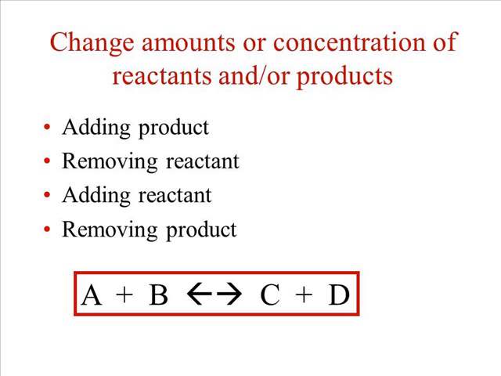The simplest way to look at Le Chatelier's principle is to look at changing the amounts or concentrations of reactants and products. So you can add a product, remove a reactant, add a reactant, remove a product. Each of these will have a change on the equilibrium position. If you add a product, then the reaction is going to shift to try to undo what you have done. So it's going to shift to the left to use up that product.